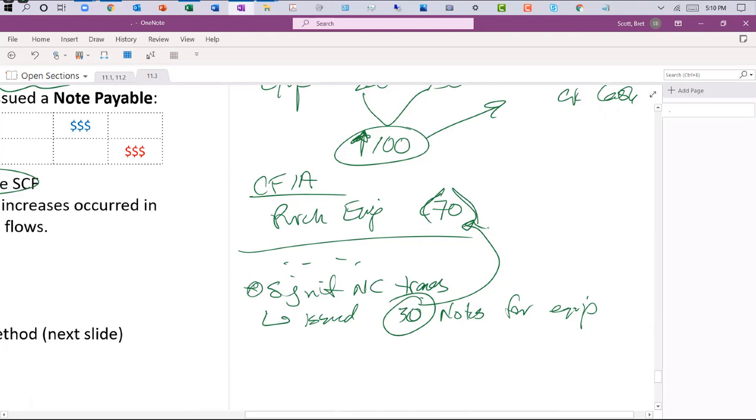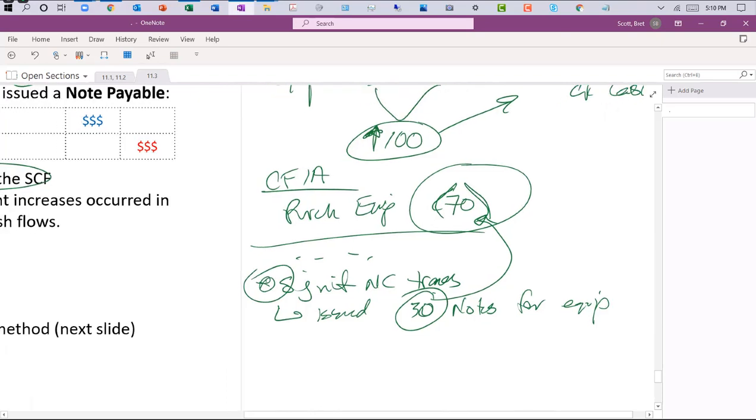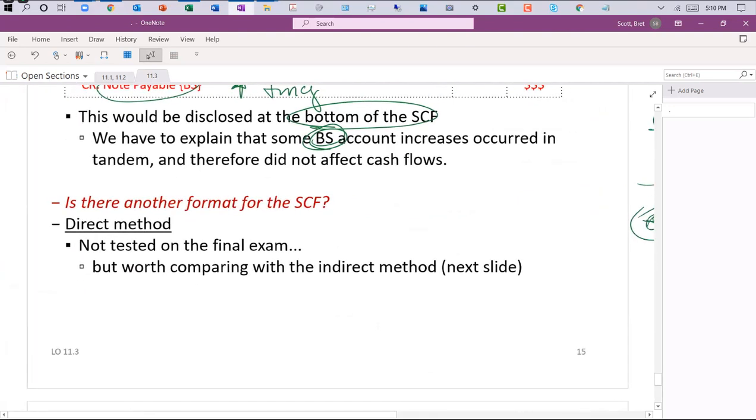So bottom line is all the changes that we see in each non-cash account on the balance sheet are going to be explained on the statement of cash flows, either in the cash from operating activities, investing and financing activities, or at the bottom in a footnote where we say, here are all the significant non-cash transactions that are due to financing and investing activities.